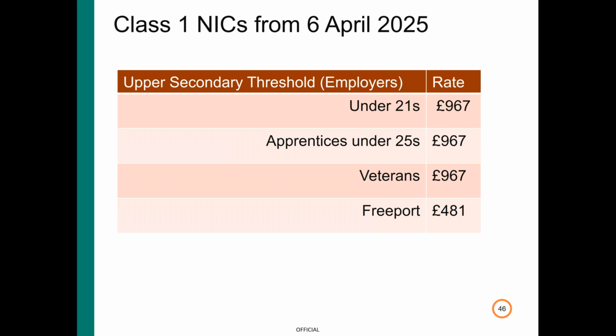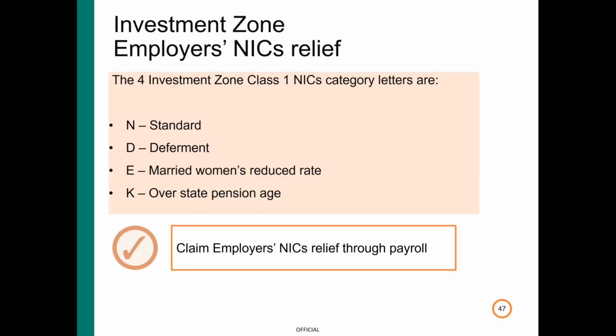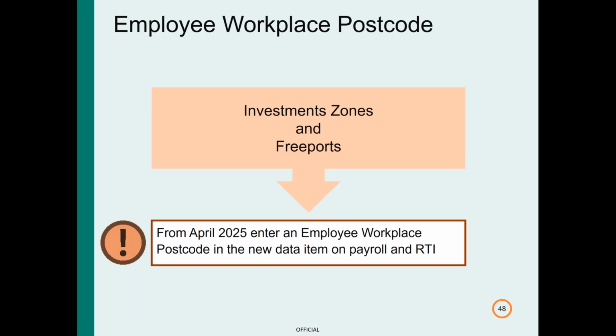Employers operating in an investment zone are able to claim investment zone employers' NICs relief through payroll. The 4 investment zone Class 1 NICs category letters are N, standard, D, deferment, E, married women's reduced rate, and K, over state pension age. From April 2025, if you use an investment zone or Freeport NICs category letter, you will have to complete a new employee workplace postcode data item on payroll and RTI.